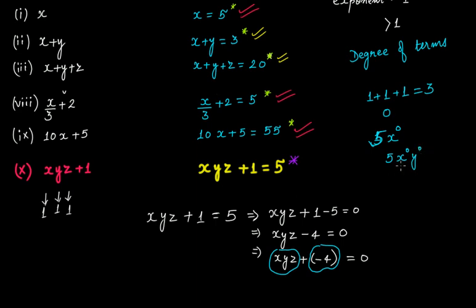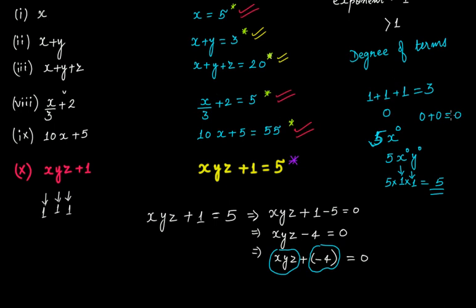Why? Because x to the power 0 is what? 1. Y to the power 0 is what? 1. So this is actually 5 times 1 times 1, which is 5 only. That is why we say that for the constant term, the degree of the term is 0, because here x has exponent 0, y has exponent 0. So 0 plus 0 means 0 only.